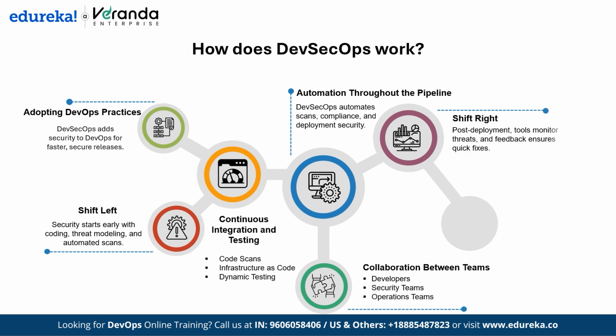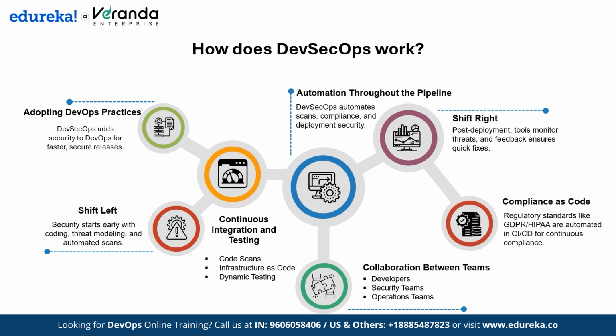Then we have the monitoring and feedback loops, that is the shift right. Post-deployment, tools like Prometheus or Splunk monitor the application for security threats in production. Feedback loops ensure that detected vulnerabilities are quickly resolved in future releases. Last is compliance as code. Regulatory standards like GDPR or HIPAA are integrated into CI/CD pipelines, ensuring ongoing compliance without manual intervention.